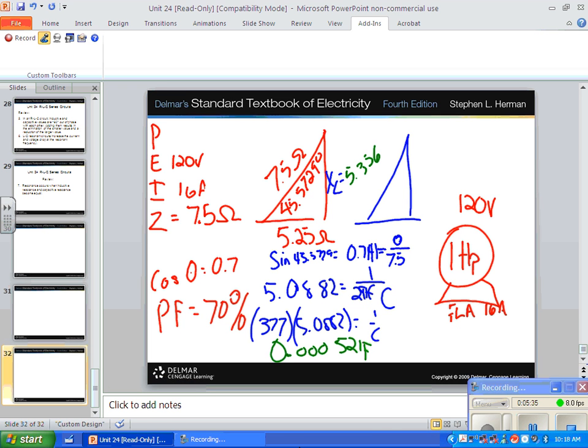Is that okay? That might be too much rounding. So I'm going to hit clear, and I'm going to put in 0.0005, 500 microfarads, right? Times 377. What is that? Isn't that 1 over C? 5.3 ohms.